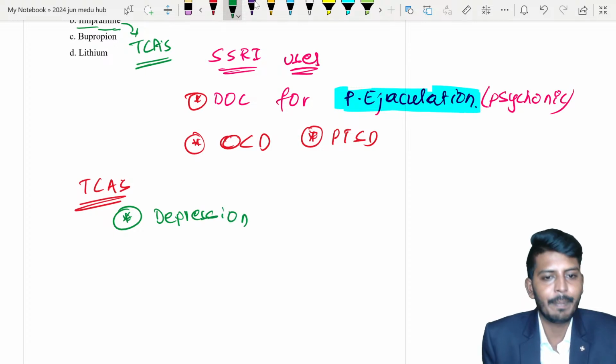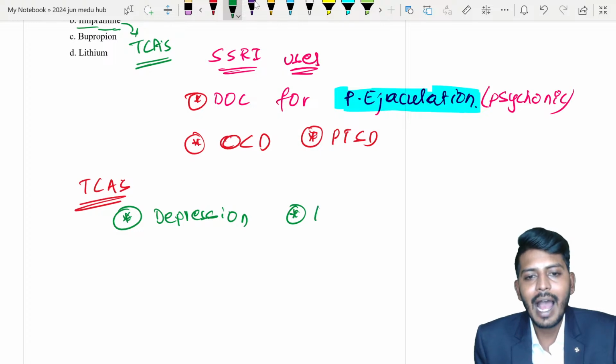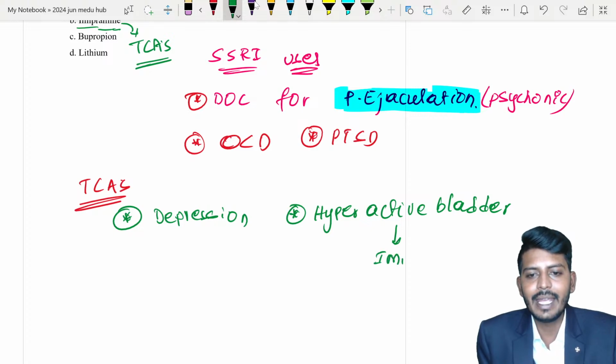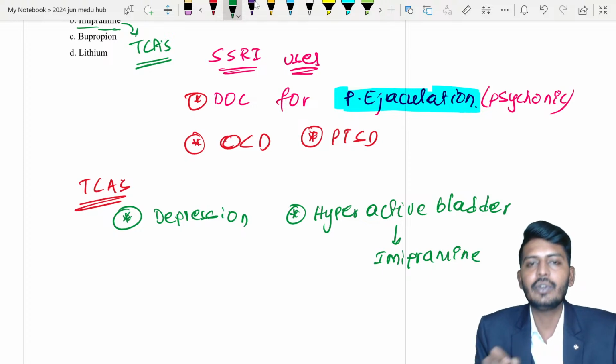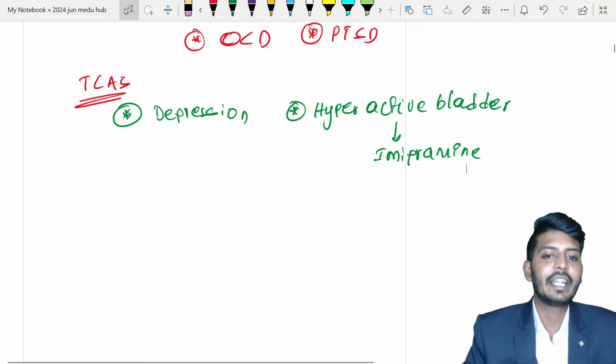Okay, along with the depression, we have next important uses. They are used for hyperactive bladder. Yes, hyperactive bladder में use कर सकते हो. Hyperactive bladder में the best drug used is imipramine. What is the drug used? Imipramine. So that is used for the treatment of hyperactive bladder.